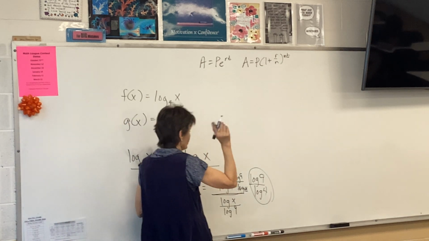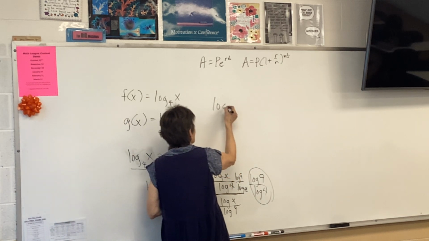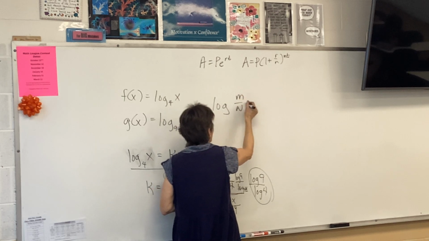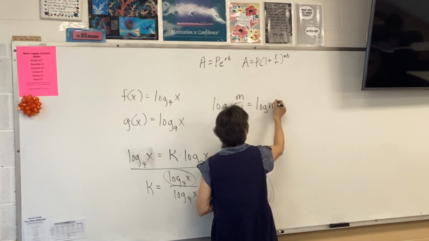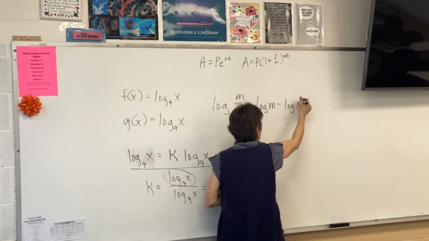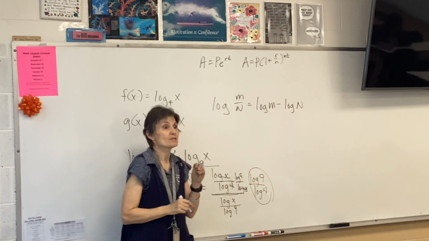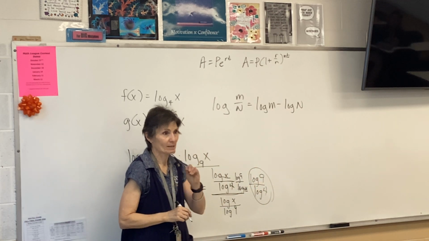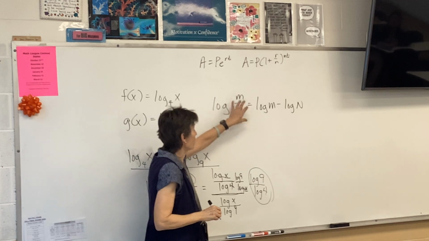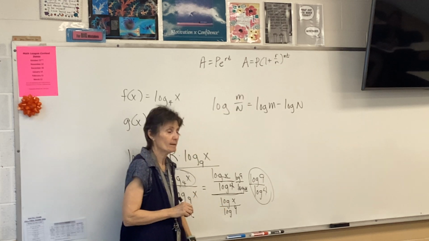Good question. The property says the log of m over n equals the log of m minus the log of n. That's the property. There is no property for log divided by log. Okay? This is the log of a quotient, okay?